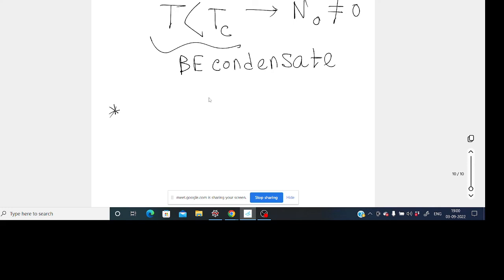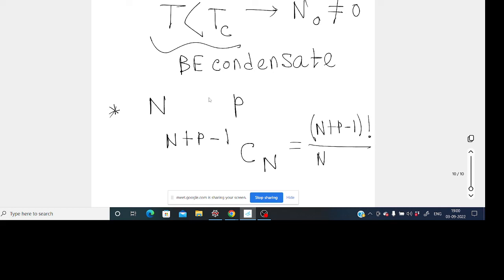So here I have used this formula. The number of ways N bosons can be distributed in p number of non-degenerate energy levels is given by N plus p minus 1 C N. Now what is C? C is called combination, right? It's actually given by this thing. Okay, this is for bosons. And if the particles are fermions, then it will be given by pCN.